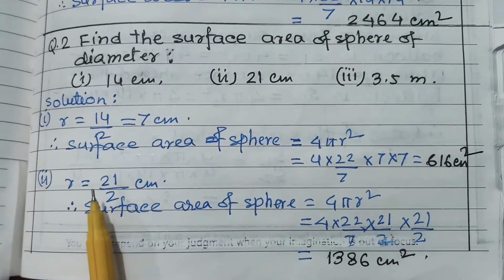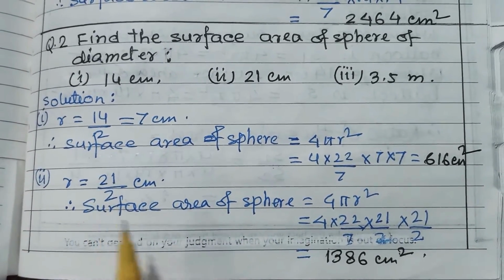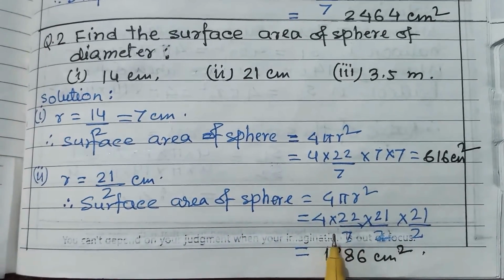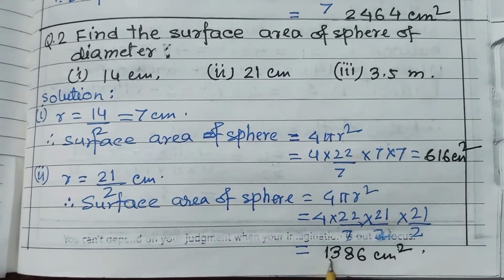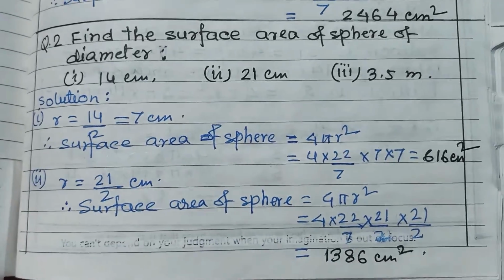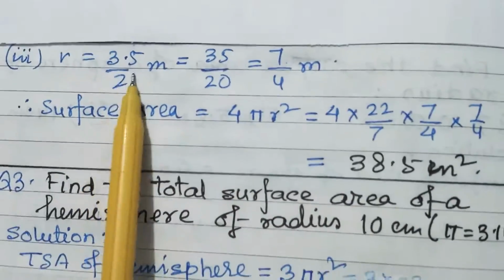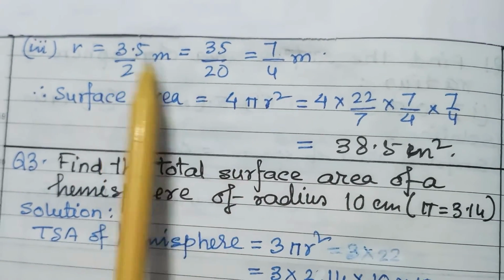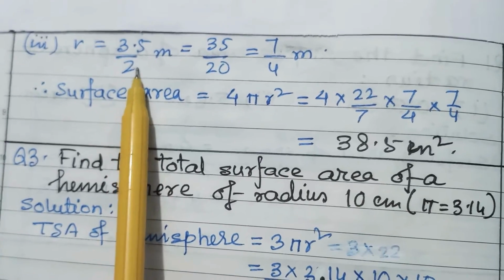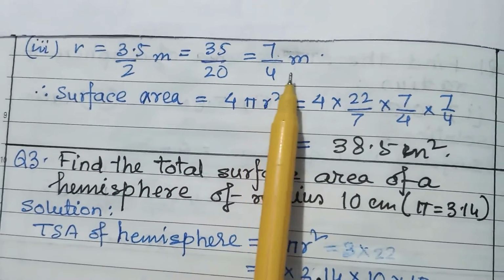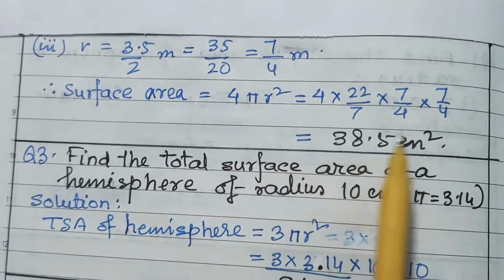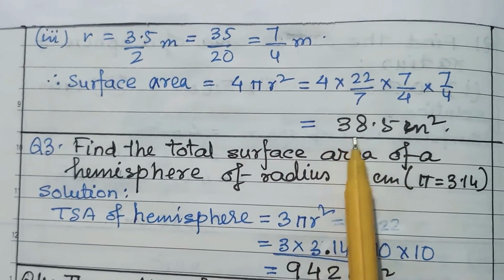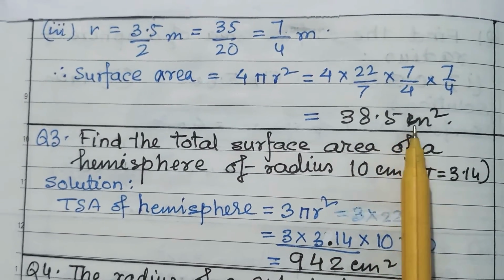Next, r is equal to 21 upon 2. Surface area is 4 pi r square, it is 1386 centimeter square. Next, r is equal to 3.5 upon 2 meter. So its half is 35 upon 20, the point will be removed, it is 7 upon 4 meter. Then the surface area is 38.5 meter square.